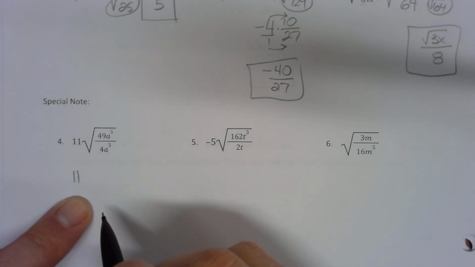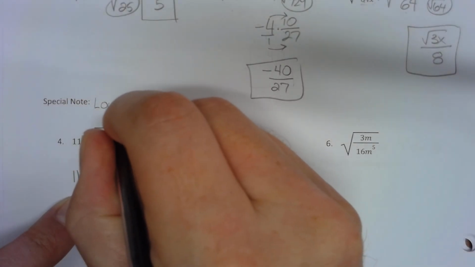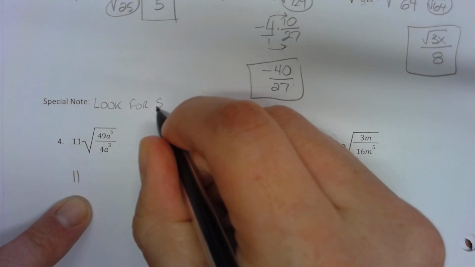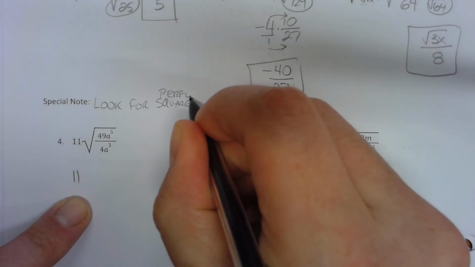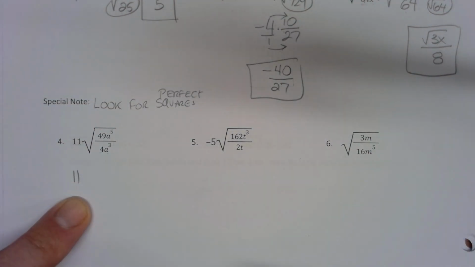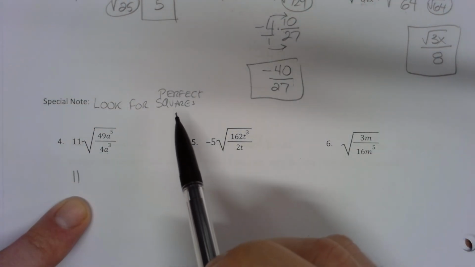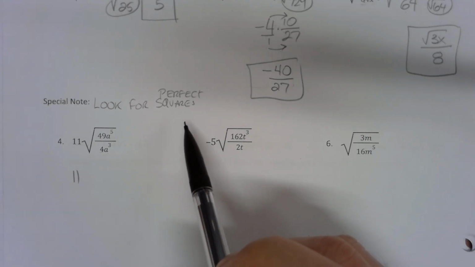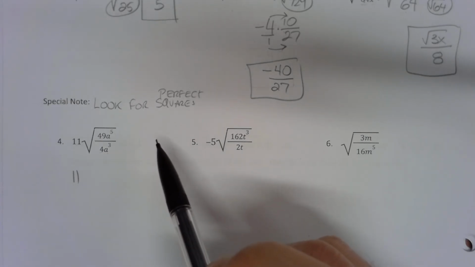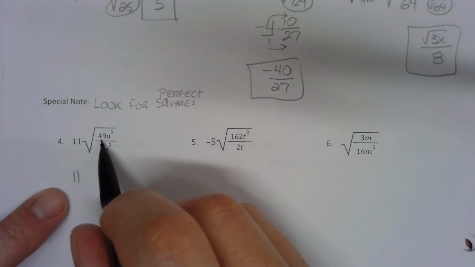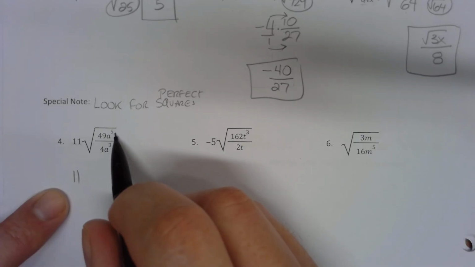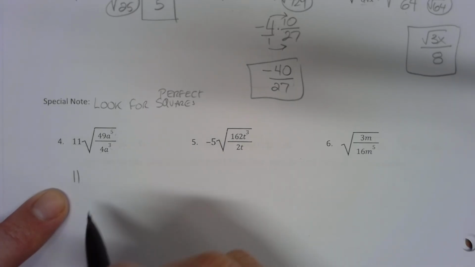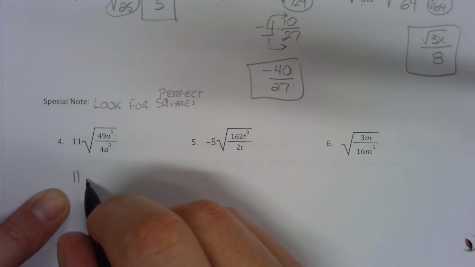Our special note is you always want to look for perfect squares. Look for perfect squares. Perfect squares could be that list of numbers we wrote on the side of our page. Perfect squares could also be even exponent powers. So let's take a look. The 49 and the 4, those are both numbers that are perfect squares. Neither of these a's are even, but when you simplify them, there's 2 more in the top, and it would be an even power. So I think everything inside the radical will become a perfect square.